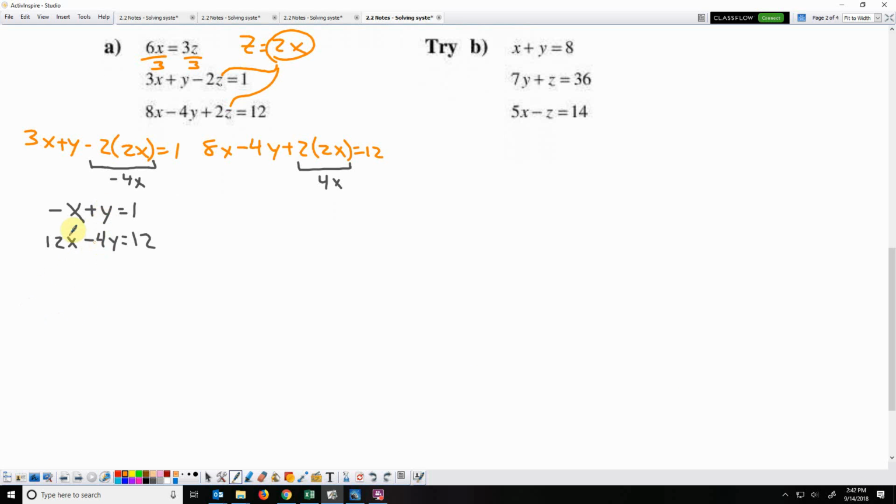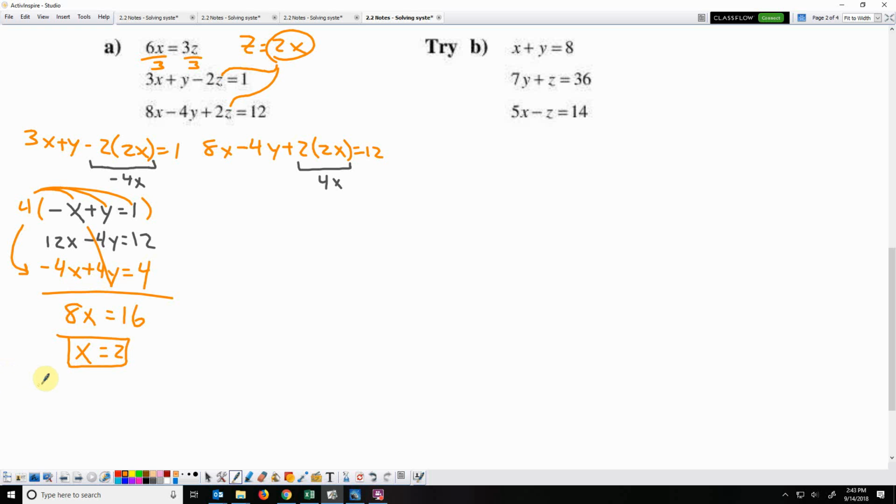So I want to eliminate those y's. So I'm going to multiply this one by 4, and I'll rewrite it down here. Negative 4x plus 4y equals 4. So I've distributed all across that equation. 12 minus 4 is 8, so I've got 8x. Negative 4 and positive 4 cancel. 12 plus 4 is 16. So I divide both sides by 8, and I get x equals 2.